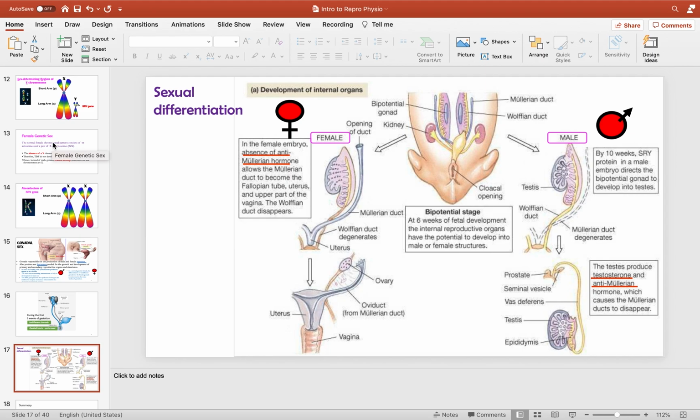And sexual differentiation occurs in the male by 10 weeks. SRY protein in the male embryo directs the bipotential gonads to develop into testes. Hence, the testes produce testosterone and anti-Mullerian hormone, which causes the Mullerian ducts to disappear. And in the female embryo, absence of anti-Mullerian hormone allows the Mullerian ducts to become the fallopian tube, uterus, and upper part of the vagina, and then the Wolffian duct disappears.